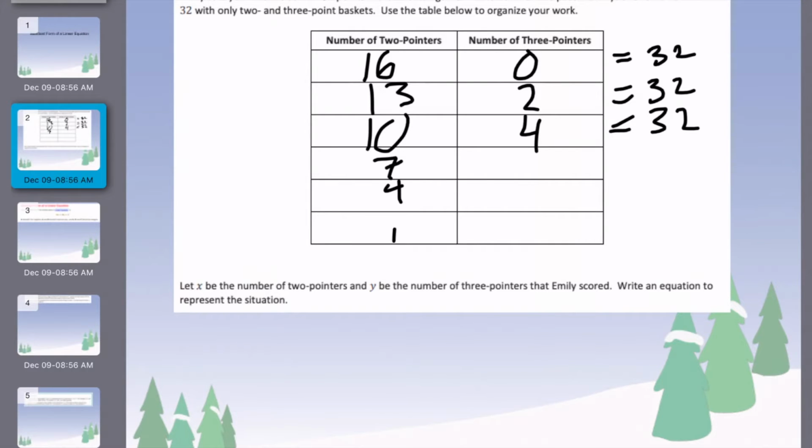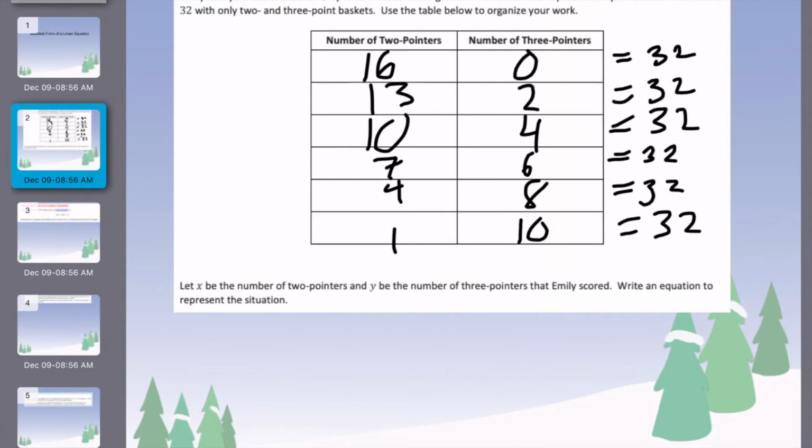7, 4, 1, and 6, 8, and 10. And I have all this written down because I worked this out before. But essentially, what I'm doing every time is adding these up to 32 points.